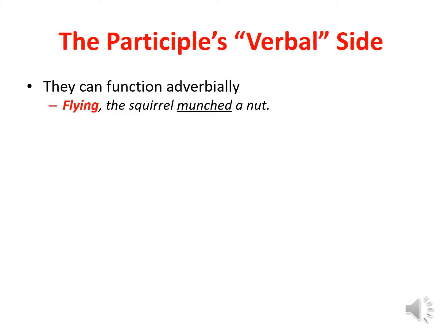Flying, the -ing ending, is the present participle; munched is the main verb. So what you have to ask is, what's the relationship between the flying and the munching? Most likely you'll come up with a temporal relationship, that the flying is happening while the munching is happening. So in this case, the participle flying would be an adverbial participle functioning temporally because it tells you the time when the munching happened.